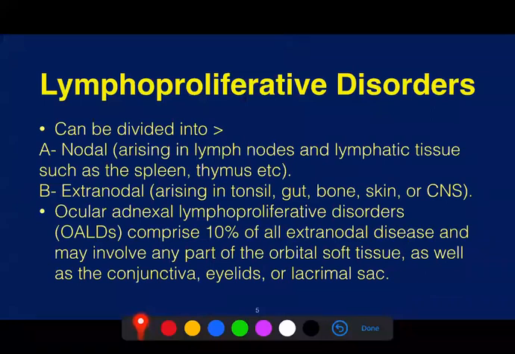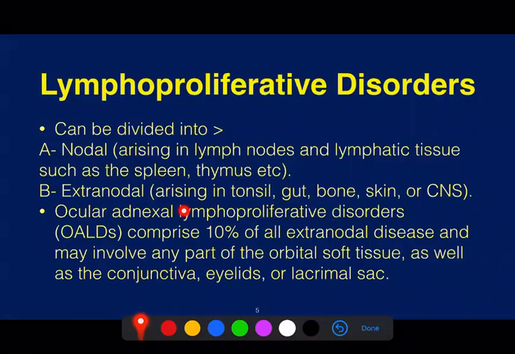So in order not to confuse this disease, it can be divided into nodal, which we don't deal with as ophthalmologists, as it arises from lymph nodes, lymphatic tissue. What we deal with is the extranodal. It's a very huge spectrum under the ocular adnexal lymphoproliferative disorder.